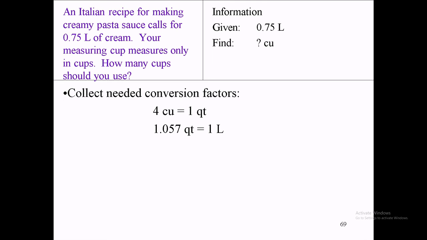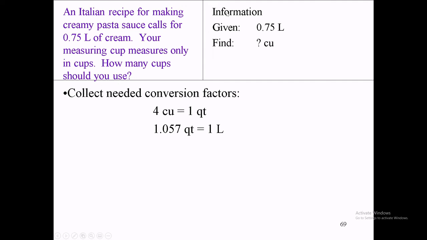All right, so let's think about one of these. Suppose we have an Italian recipe for making creamy pasta sauce that calls for 0.75 liters of cream. That would be reasonable because we're talking about an Italian recipe. Italy is in Europe. They use the metric system there, so they're going to have something metric in their recipes. Your measuring cup measures only in cups because we're in America and we use cups. How many cups should you use?